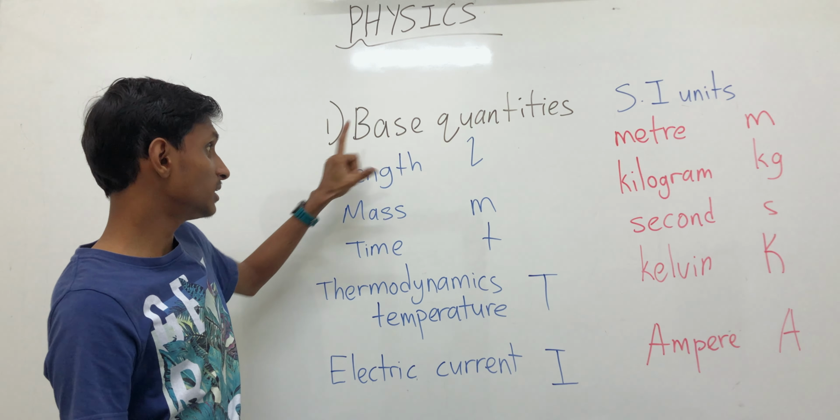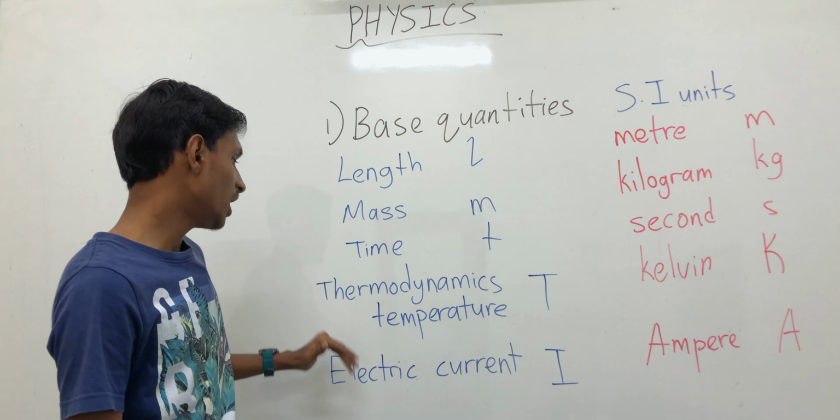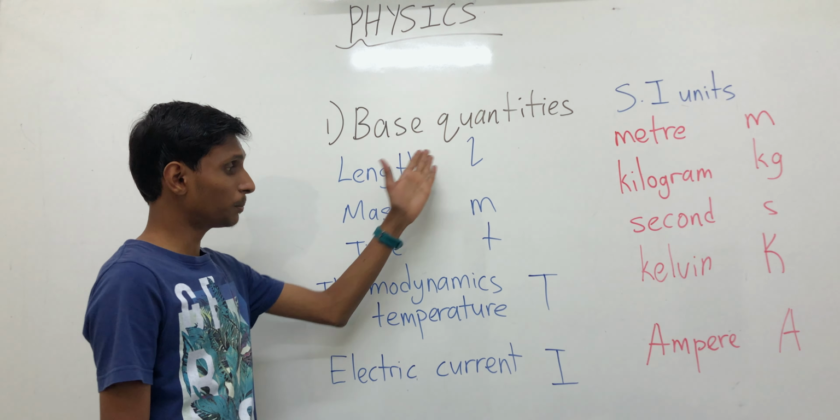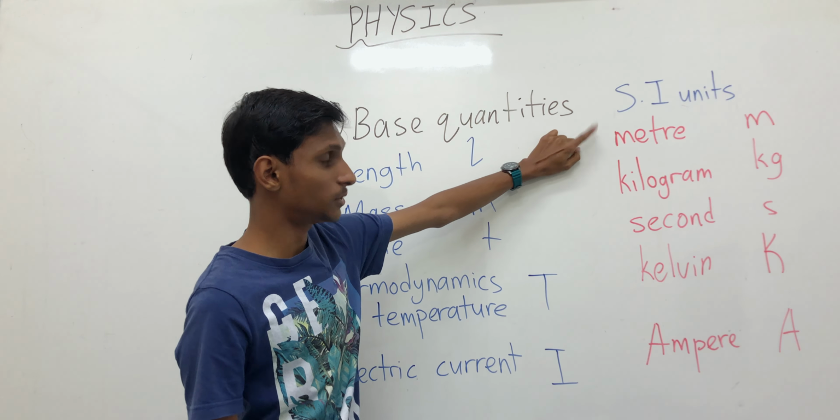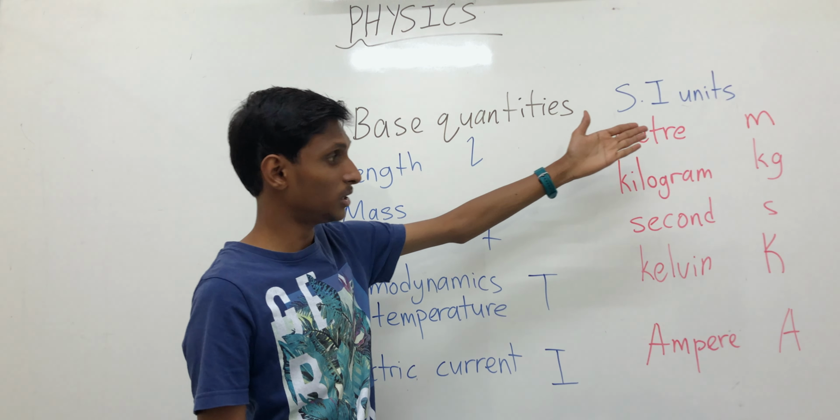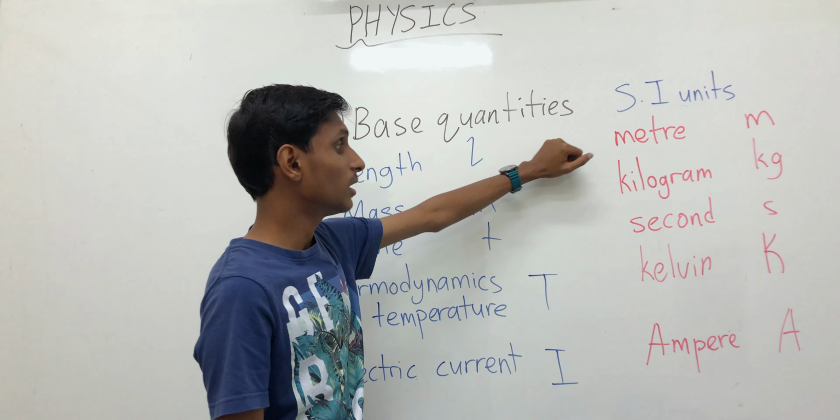These are the base quantities: length, mass, time, thermodynamic temperature, and also the electric current. The symbols are pretty straightforward. Now for SI units and their symbols, for length it's meter, M. I mean, you don't really need to memorize it, you can just straight away write it.